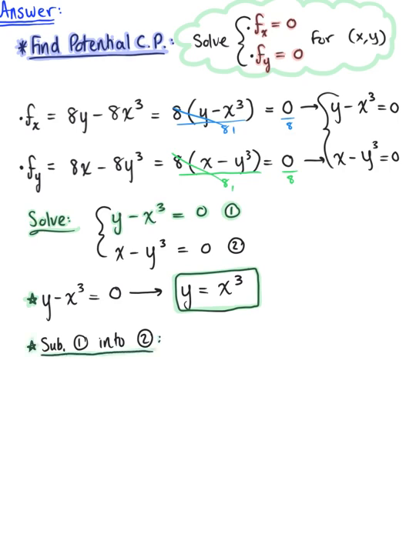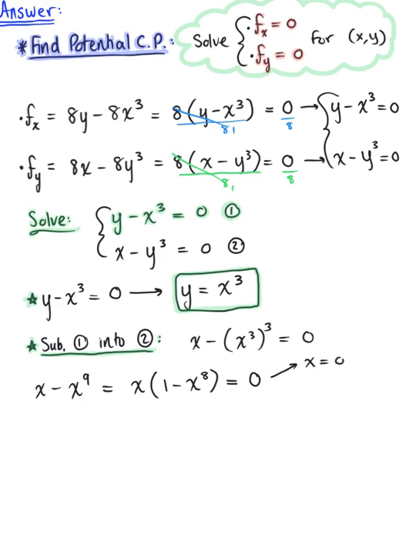So rewriting equation 2, this is going to be x minus x cubed cubed equals 0. And so this simplifies to x minus x to the 9th. Notice we have a greatest common factor of x. So factoring that x out, we have x times 1 minus x to the 8th power is equal to 0. And now we can solve each individual case for x. So case number 1 is x is 0.